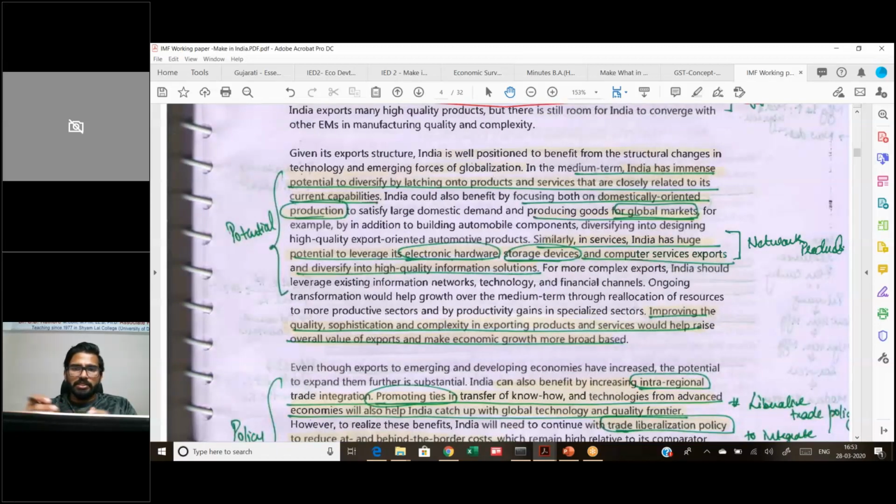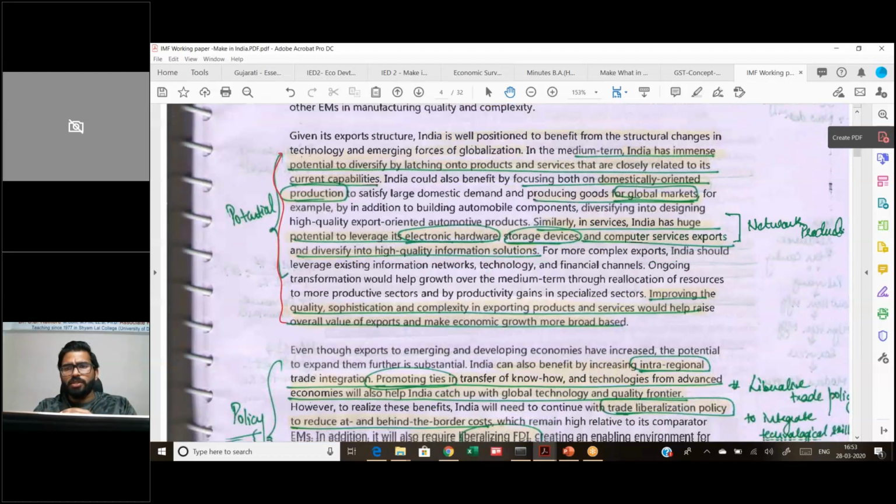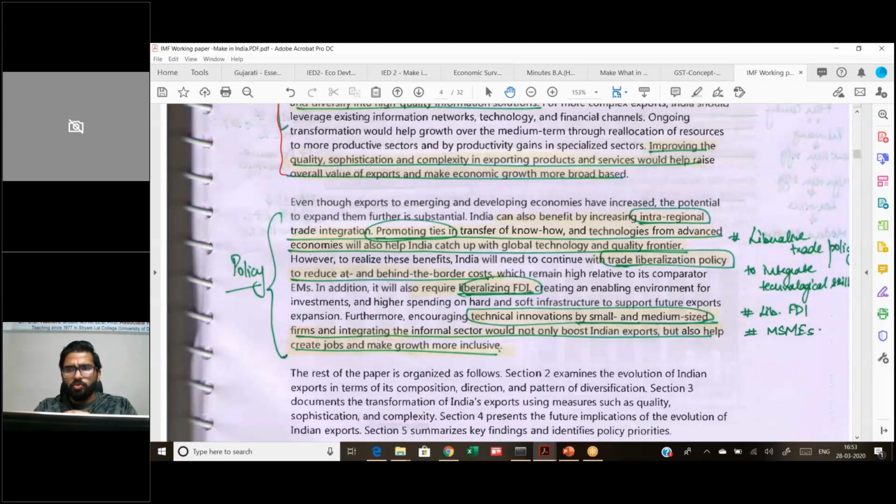The next paragraph talks about the potential of the Indian economy. Please go through that. It also talks about what India needs to do. This is the policy perspective. We'll talk about how India needs to liberalize its trade policy.